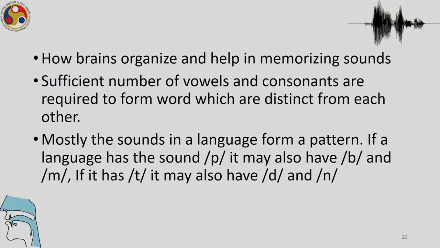there are many complex mechanisms involved, and when we finally produce the sounds that make up the words, and that is heard by a listener and made sense of, there are complicated mechanisms involved, right from the articulation till the part of perception and also comprehension of those sounds. So, hence, one of the important things while we study sounds is also how brains organize and help in memorizing sounds. And a sufficient number of vowels and consonants are required to form words which are distinct from each other.